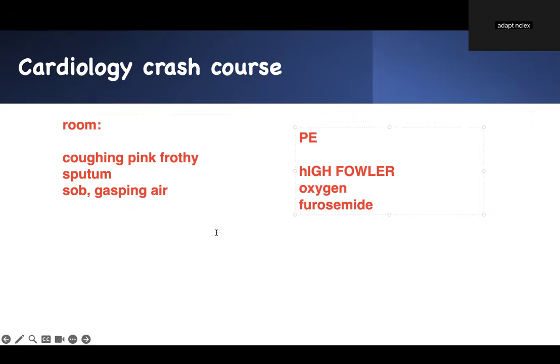Pulmonary edema. There is a mnemonic. If you see it, pulmonary edema is FLOMN, which is what? Fowler's position, furosemide, which is the Lasix, oxygen, right? And then sometimes they give them morphine and nitro. This is your cardiac crash course.